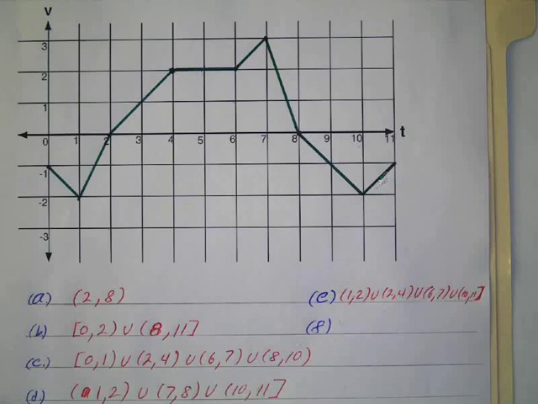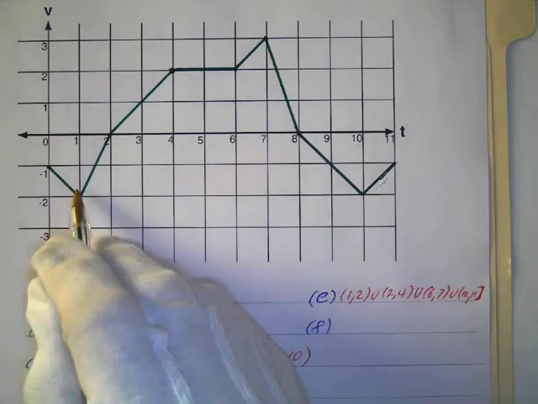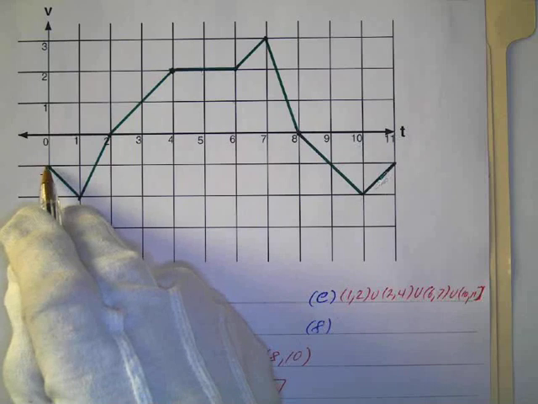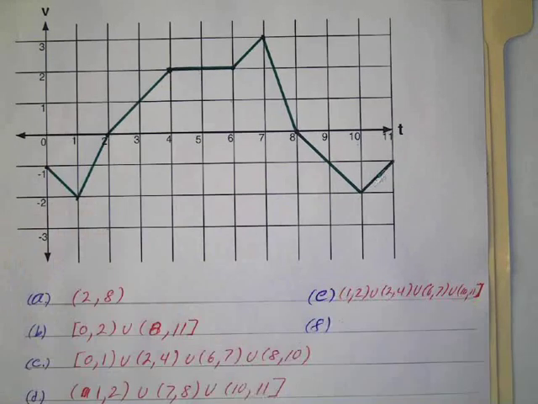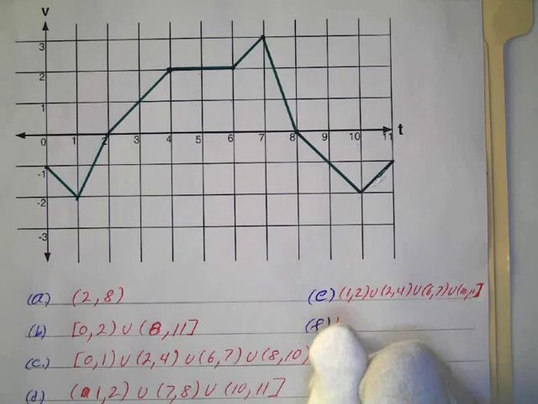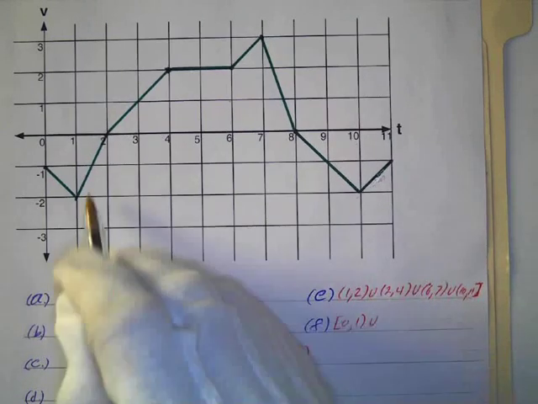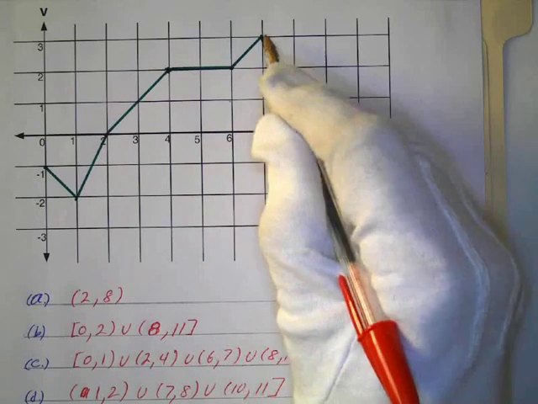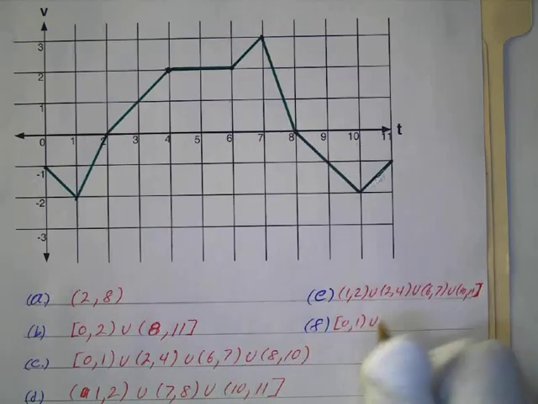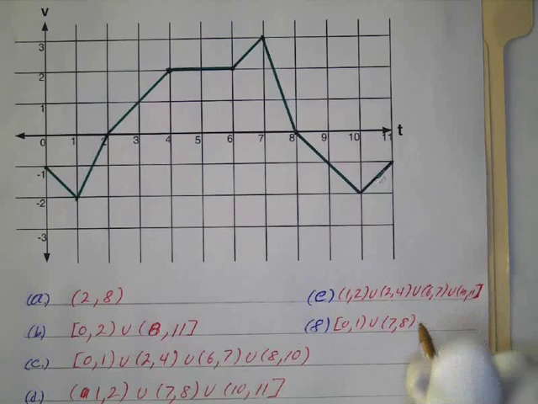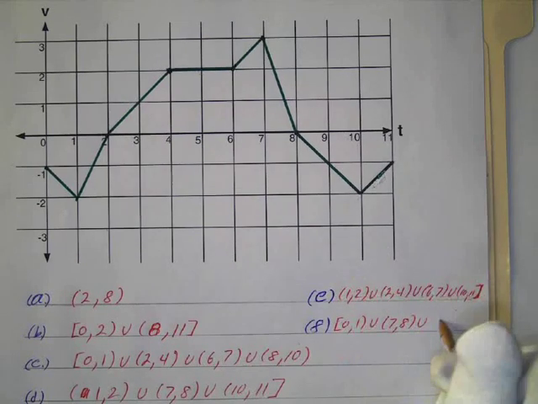All right, letter F. When is the acceleration negative? So whenever we're going downhill. And again, we can include 0 here because we do have a slope at 0, so that's going to be closed at 0 to 1. It's going downhill. Union. And then 7 to 8, it's going downhill. And then union 8 to 10.